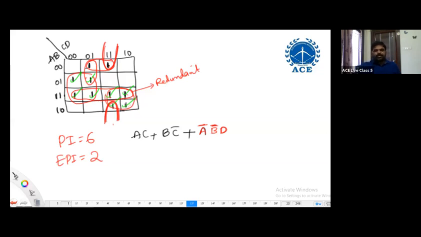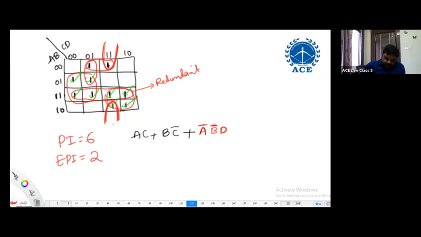So next is finding minimal expression in POS. We are going for minimal expression in POS. No, we don't get 2 expressions. We get only 1 expression.